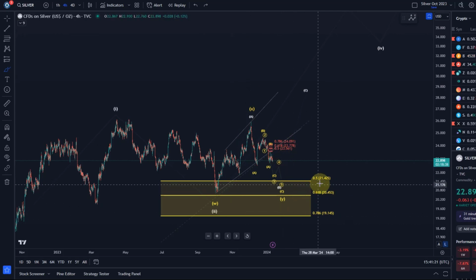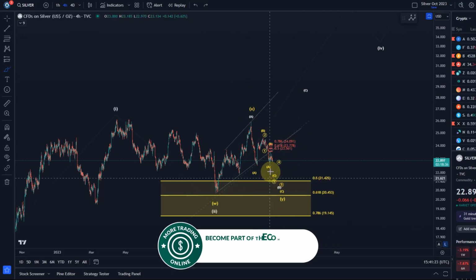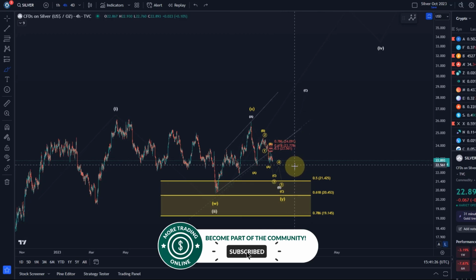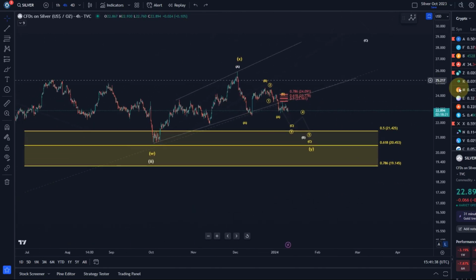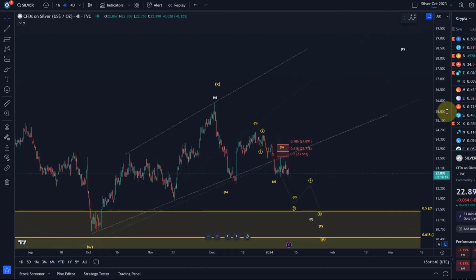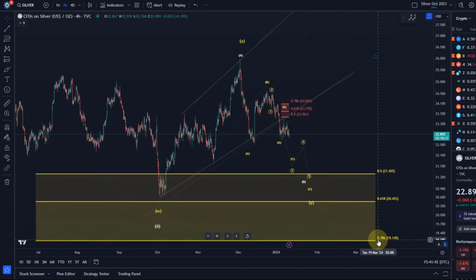But it depends on what happens now in the microstructure. Let's talk about the two scenarios here that are realistic. So far, nothing changed from the previous update, but I wanted to talk about this potential diagonal pattern that's unfolding here, which is basically this ABC structure. First of all, there are two main scenarios I'm watching. They're both bullish as long as $19.14 is holding. In the short term, I have no evidence that this low is already in.